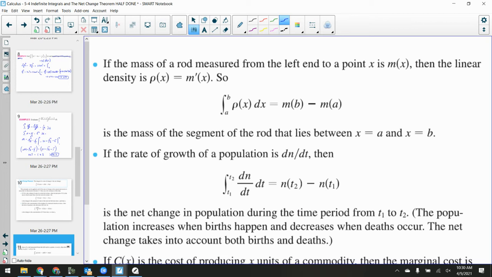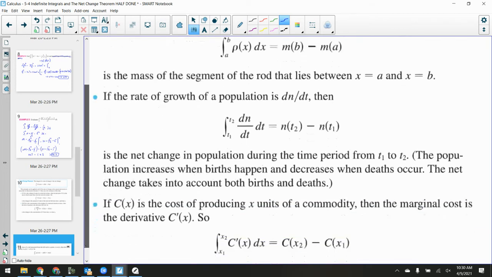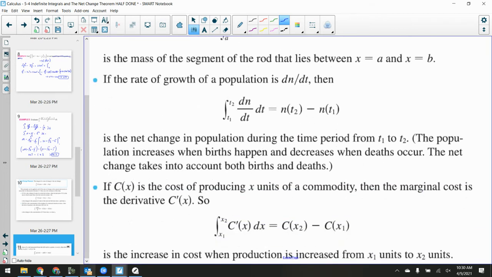Okay? The rate of growth of a population can be modeled by an integral. If the rate of growth of a population is some function dn dt, then if I can take that from any two time periods and plug it into that formula, plug it into that derivative there, then I know that's the net change in population during the time period.